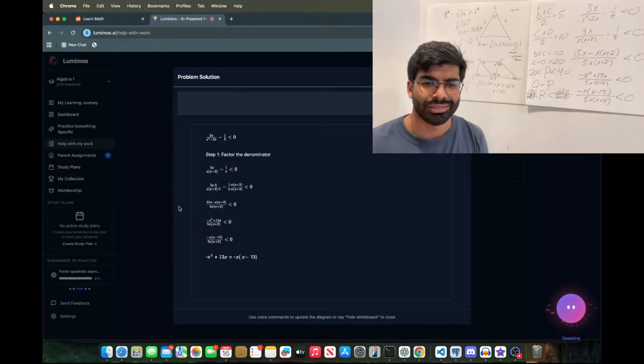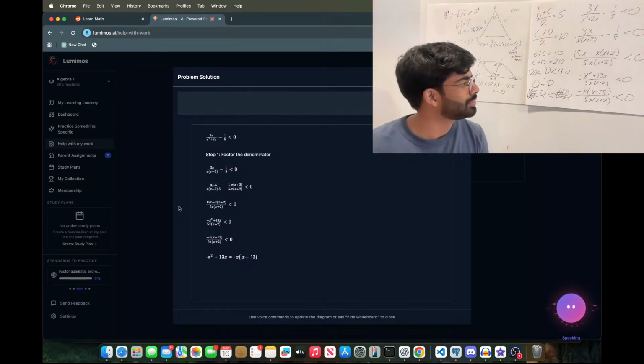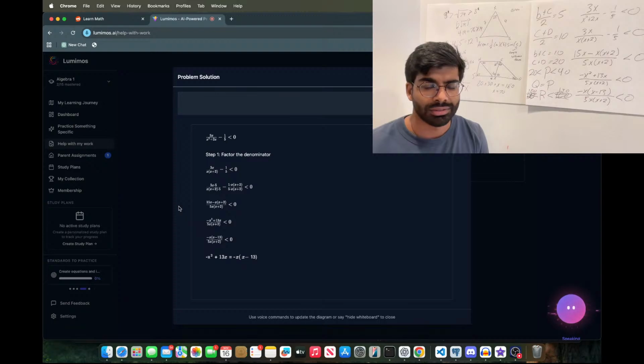Haha, perfect. Now, here's the cool part. Notice we have x in both the numerator and denominator. We can cancel them out. But remember, we still have to keep x not equal to 0 as a restriction. Let me show you what we get.